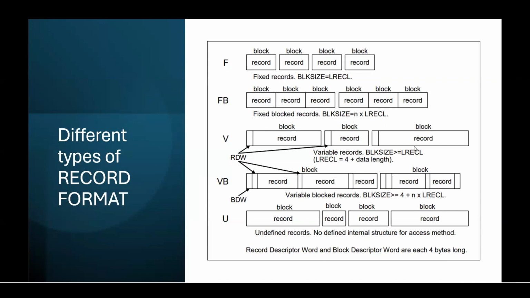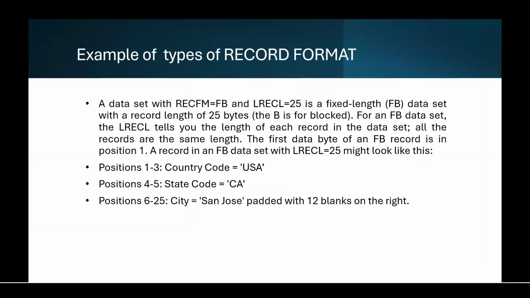So I hope the concept of how fixed block, how variable block, and how undefined record format looks when you are assigning them to a particular file is clear. So I hope this diagram explains what we have learned till now. Okay, so this is one of the examples.